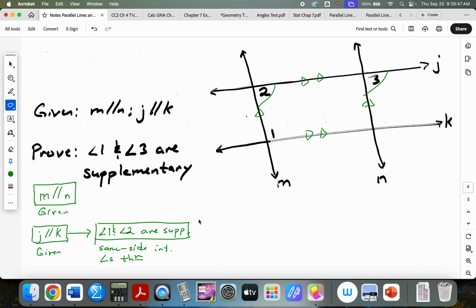Now, does that come from the fact that 1 and 2 are supplementary? Or that J is parallel to K? Or that M is parallel to N? It's because M is parallel to N. So this is going to be angle 2 is congruent to angle 3, by the corresponding angles postulate.